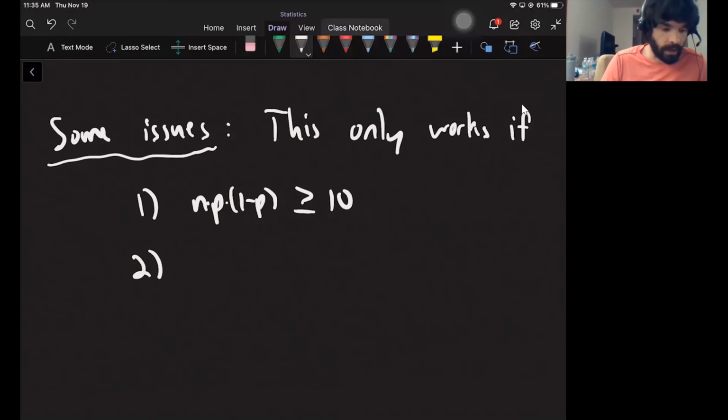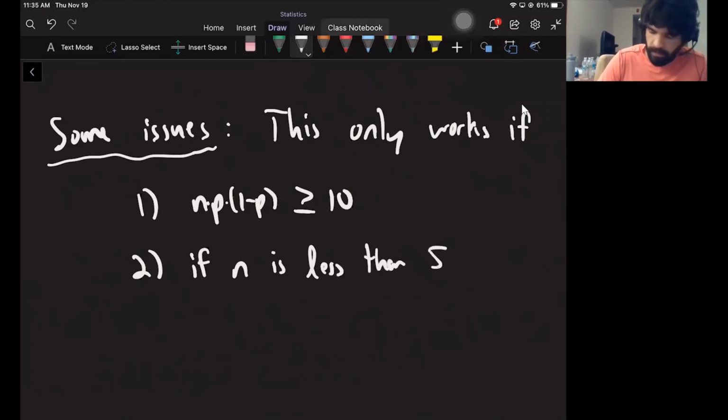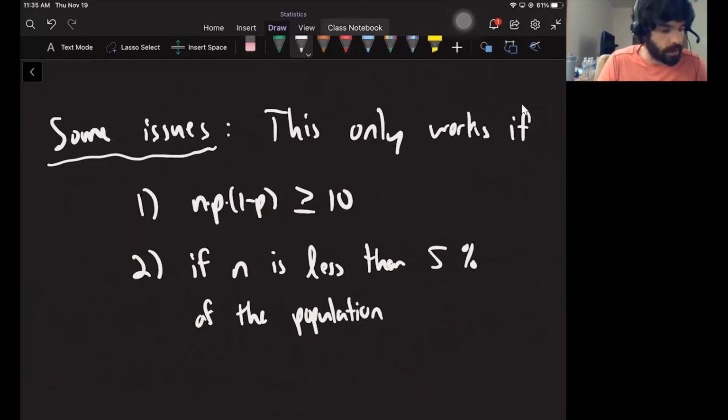And you also need to make sure that n is not too big. So it's less than 5% of the population. It's sort of counterintuitive, but actually having too big of a sample is bad. It'll break our ability to use this stuff.